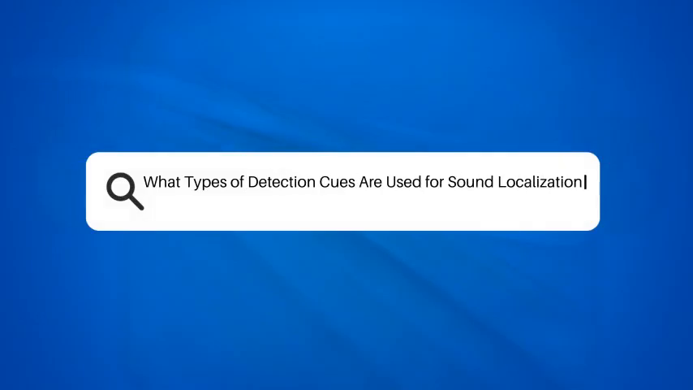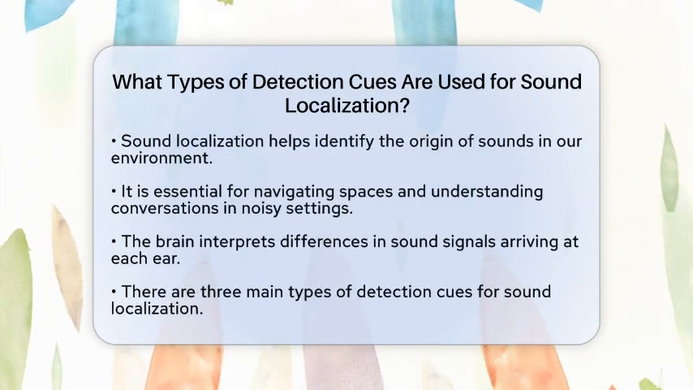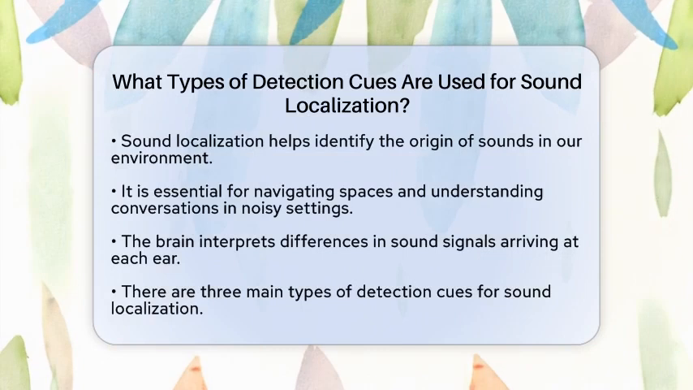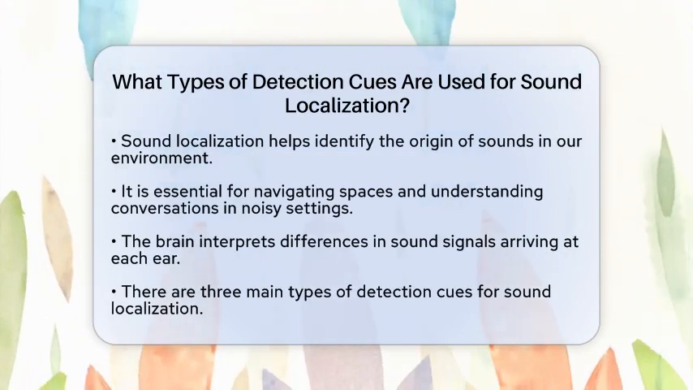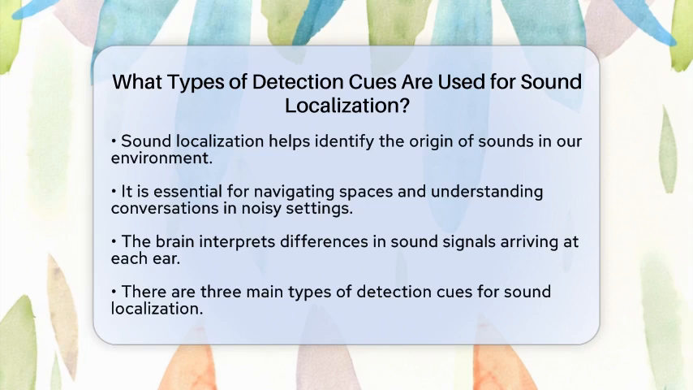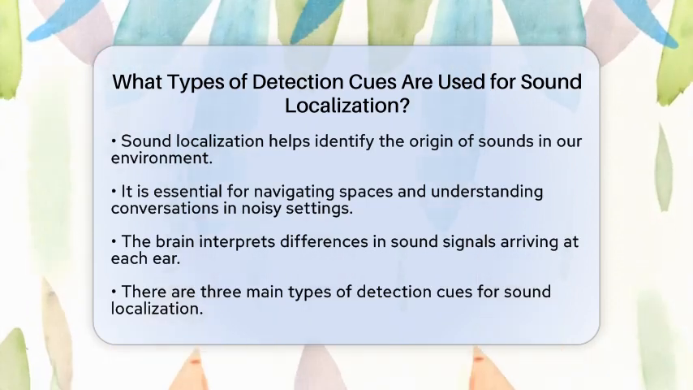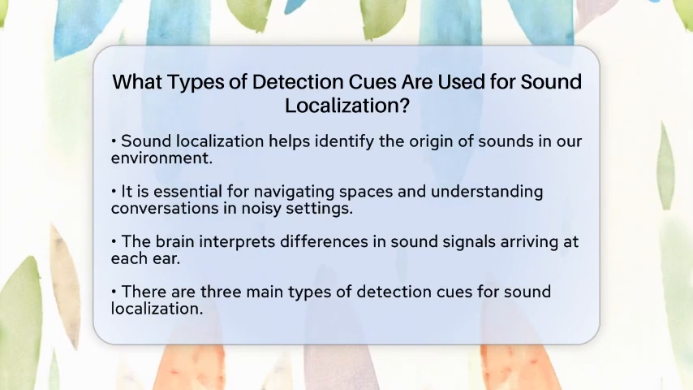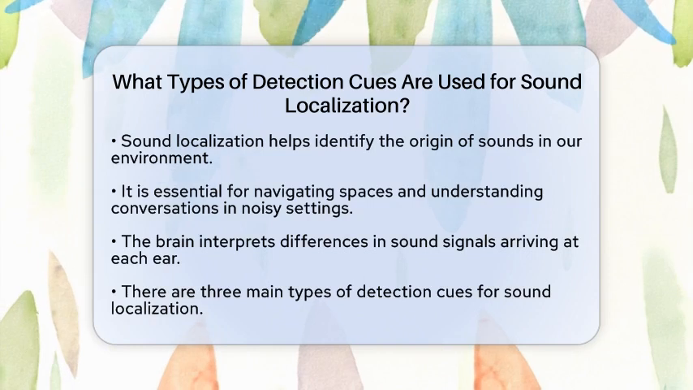What types of detection cues are used for sound localization? Have you ever wondered how we pinpoint where sounds come from? Sound localization is the process our auditory system uses to determine the origin of sounds in our environment. This ability is essential for navigating spaces, understanding conversations in noisy areas, and maintaining awareness of our surroundings.